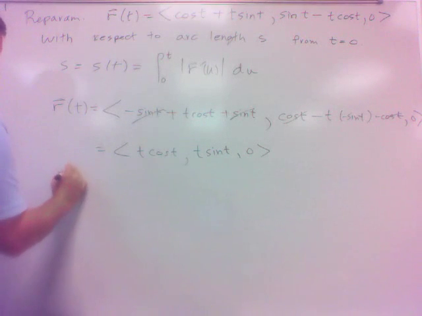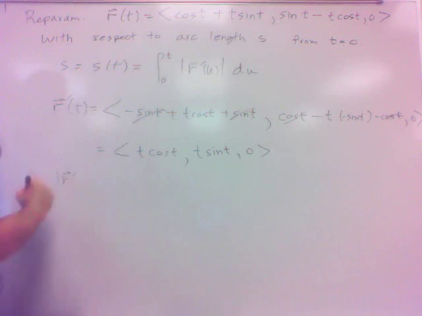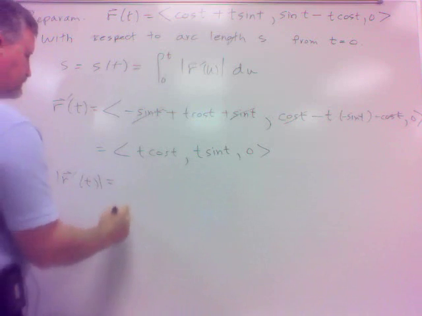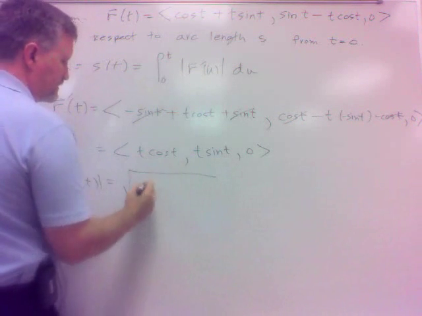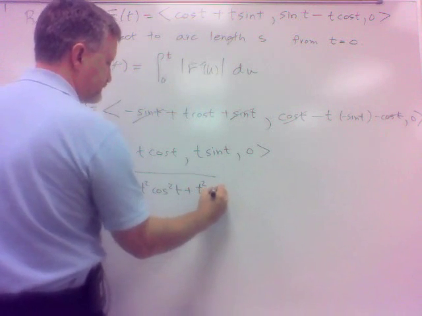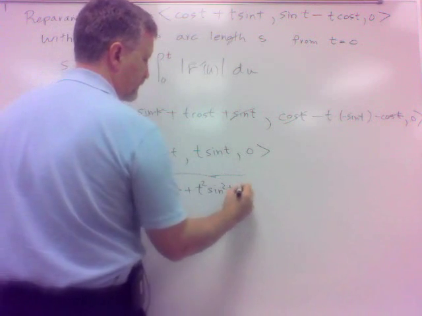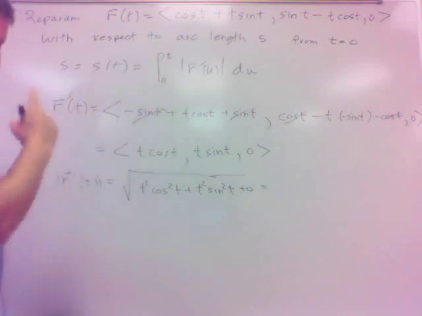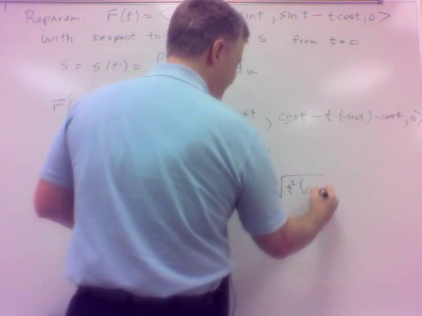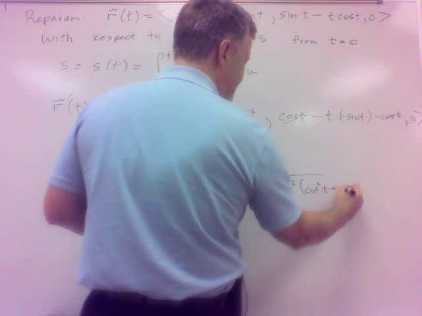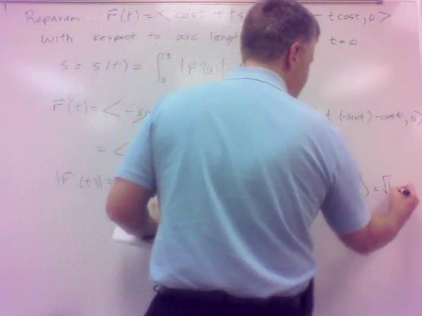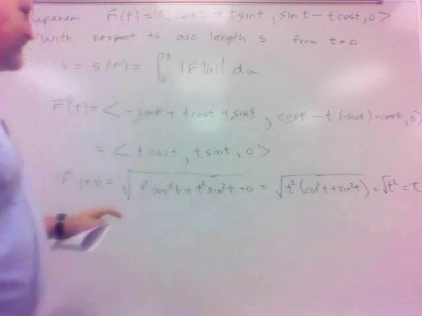Then the magnitude of the derivative would be the square root of t squared cosine squared plus t squared sine squared plus 0. But notice that if we factor out the t squared, we get t squared times 1. So that's just the square root of t squared, so that's just t. That works out pretty good, doesn't it?